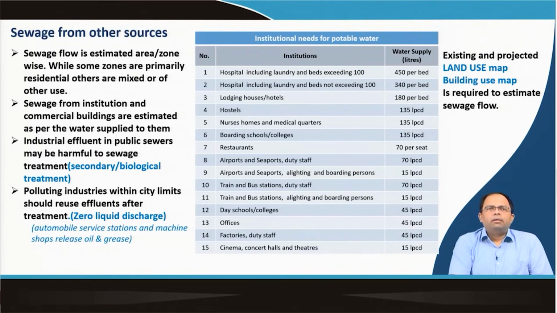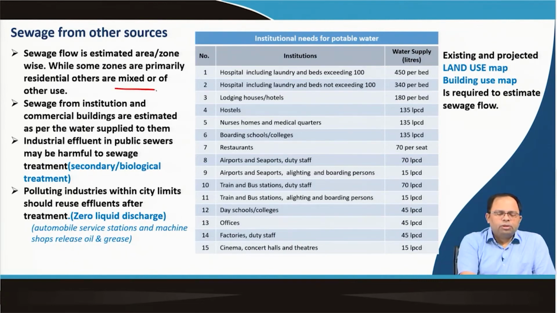Then, in addition to residential areas, which we were talking about last time, what about the non-residential areas? For non-residential areas, sewage flow is estimated of course zone wise, and for mixed use zones or for other zones, sewage from institutions and commercial buildings is estimated based on the water that is supplied to them.